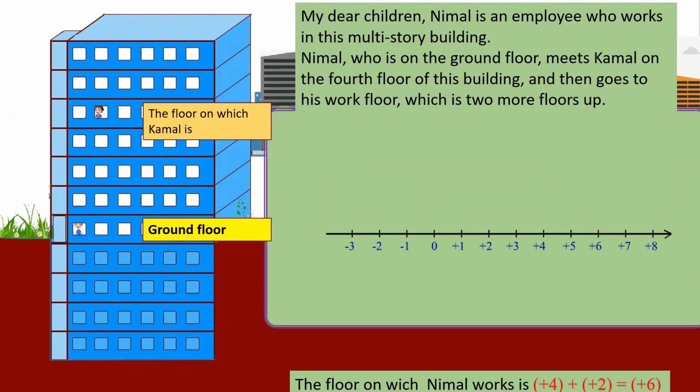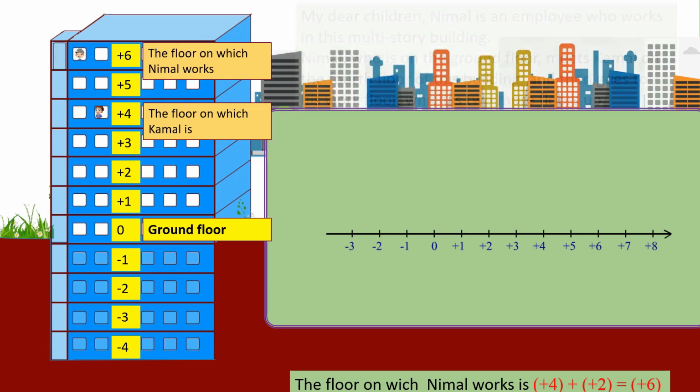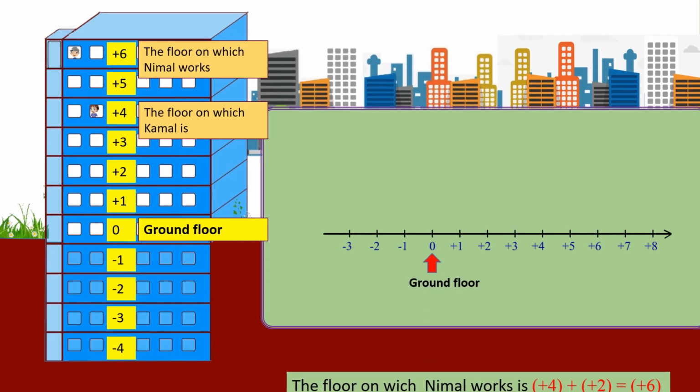Accordingly, Nimal took the elevator from the ground floor and went up to meet his friend on the 4th floor. Then, left that floor and went up 2 more floors in the same elevator and reached the floor where he was working. So, it is now clear to you that Nimal is working on the 6th floor. Let's see how to find this answer using the number line.